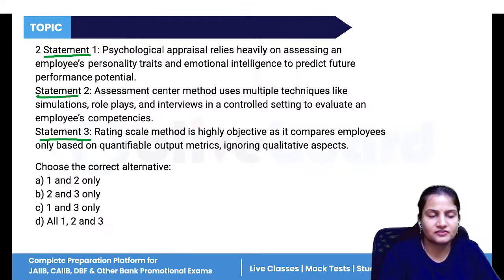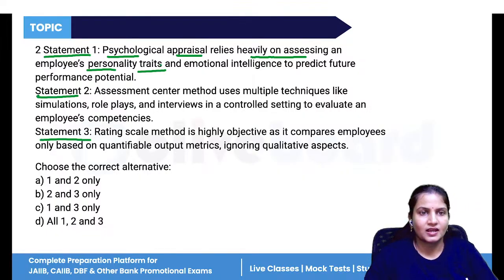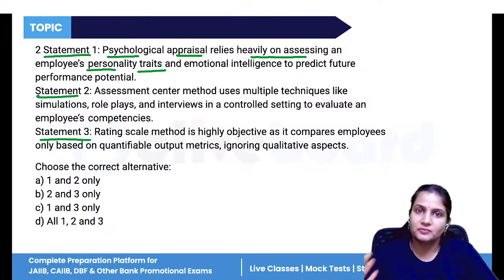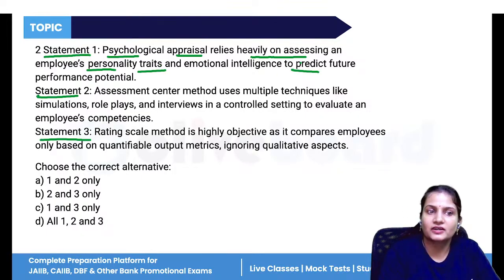So in statement one, it says the psychological appraisal relies heavily on assessing an employee's personality traits. So what is psychological appraisal? It will tell you what your personality is, what your traits are, what your emotional intelligence is, and how you can predict your future performance. So that is psychological appraisal. Yes, correct. Now, statement two, it says assessment center method uses multiple techniques like simulation.